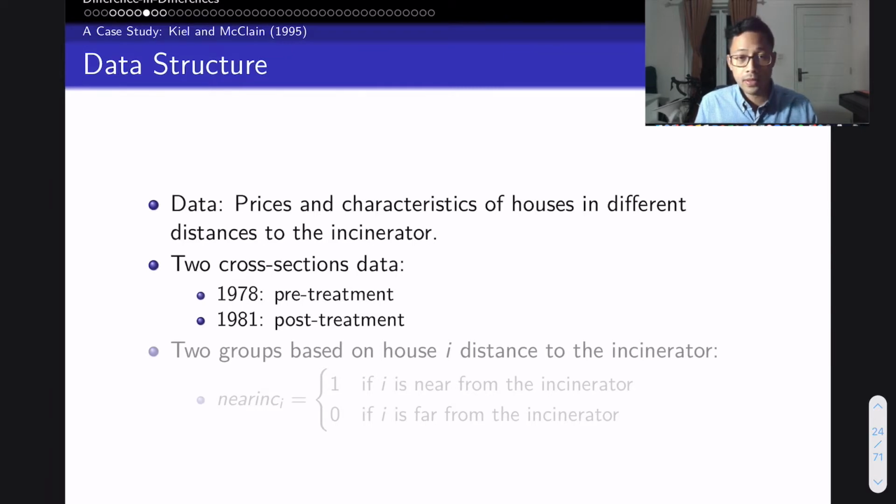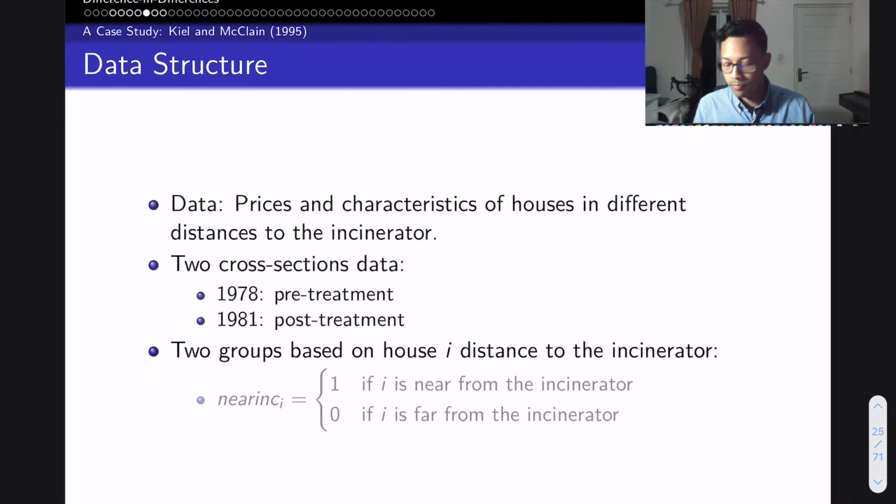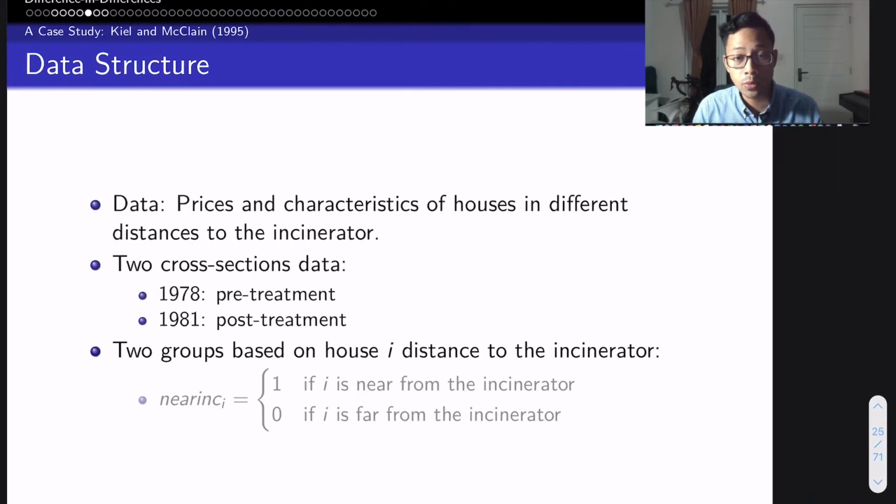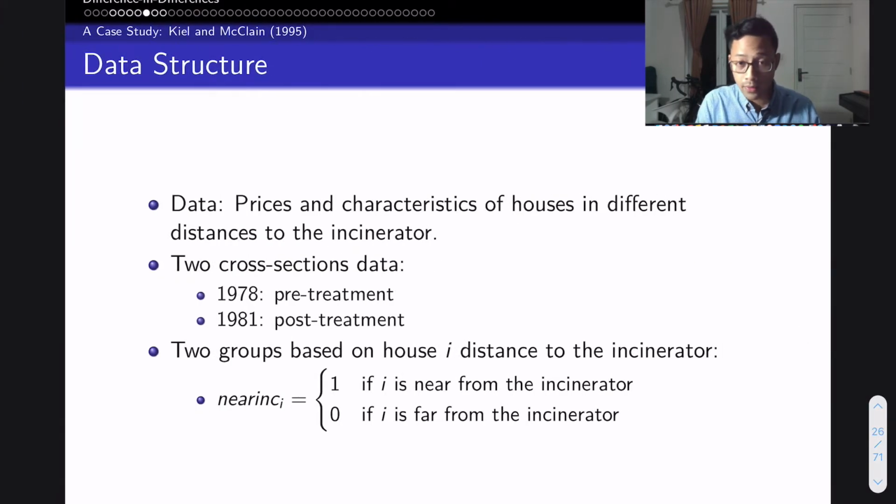So I briefly touched upon the fact that we want two groups of houses: houses that are relatively close to the garbage incinerator and houses that are quite far away from it. In this particular case, we're going to have a simple binary variable called near inc, and the value is going to be 1 if the house is near the incinerator, and 0 if it's far away from the incinerator.